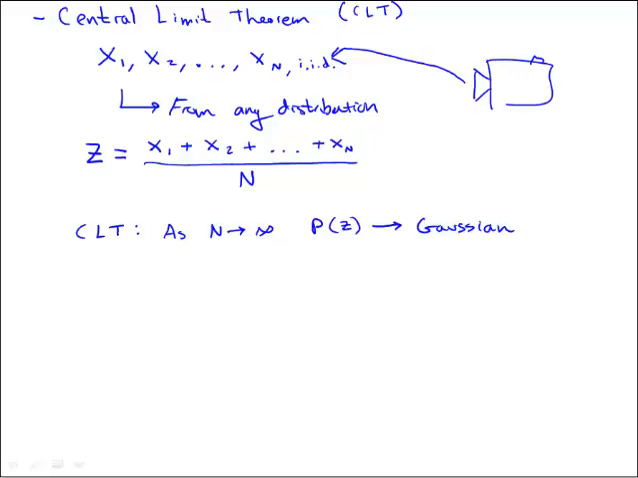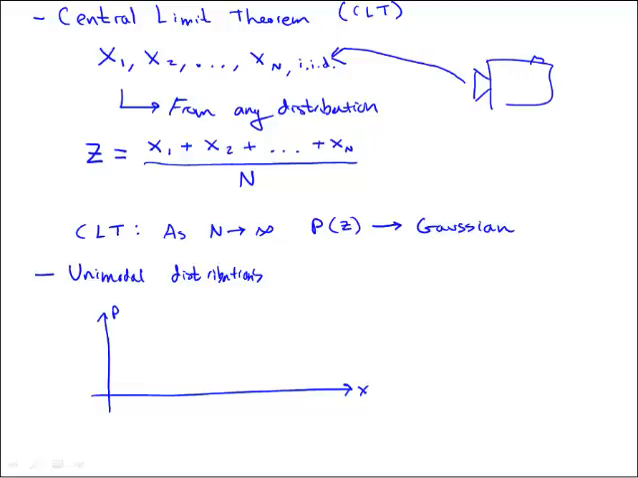And the last important reason that Gaussians are so great is that they are unimodal distributions. All that means is that if you are to actually draw the distribution out, there is only one peak.